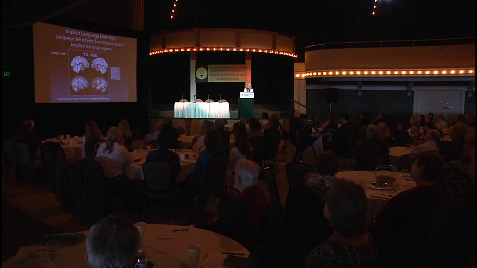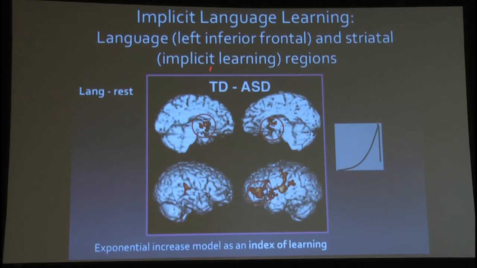So this kind of implicit learning is governed by a network. Again, same area in the frontal lobe, we've now seen this three times, as well as these subcortical structures, and this is the basal ganglia. This happens to be the dorsal striatum, part of the basal ganglia. It's a very important area. Frontal striatal connections are very important in language learning, and what we do is we model an increase over time in how these areas are active.